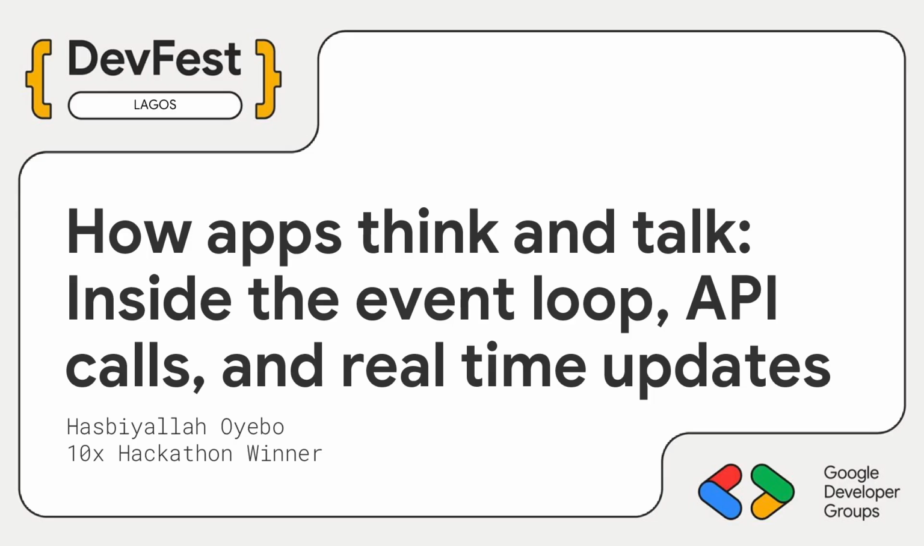I believe everyone in this room has, at a point in time, operated a mobile or a web app. When you click on a button or send a text message on WhatsApp, you see that the person you are texting gets the message and replies almost instantly. But all these things are happening behind the scenes.